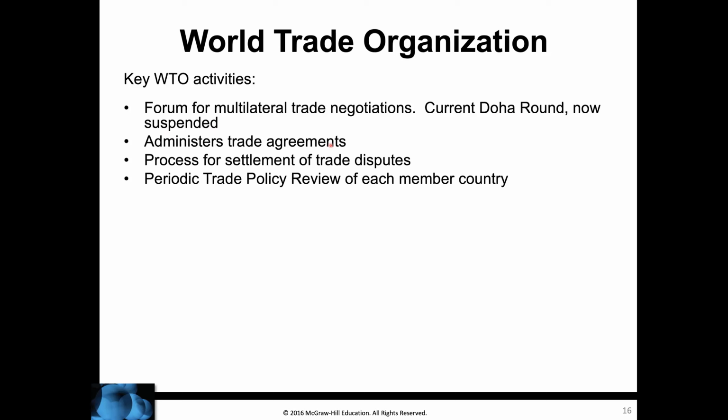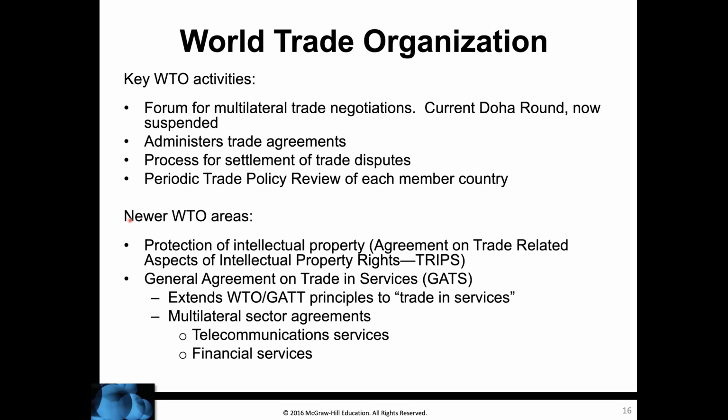They administer trade agreements, set up the process for settlement of trade disputes, and periodic trade policy review of each member country. So those are the main activities. They've got some new areas, though, that they're focusing on. Protection of intellectual property. That's found within the Agreement on Trade-Related Aspects of Intellectual Property Rights, or TRIPS.